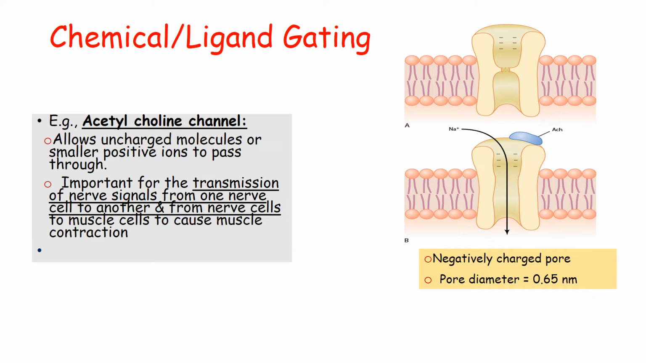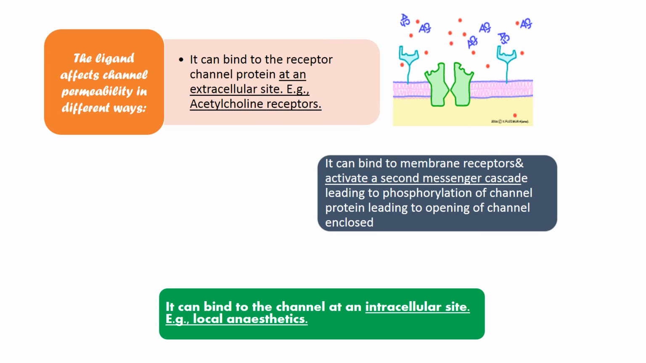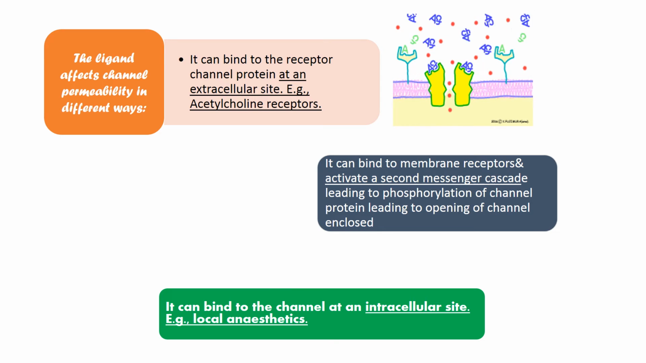The binding of acetylcholine will result in the influx of sodium from the outside to inside, resulting in neuromuscular excitation. You can also see the negatively charged mouth of the channel. So it will allow only uncharged molecules or small positive ions to pass through it, conferring specificity. The binding of the ligand to the protein channel affects the permeability in different ways.